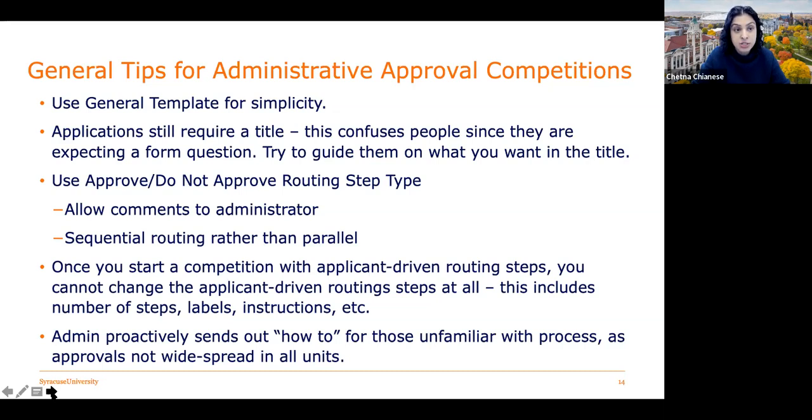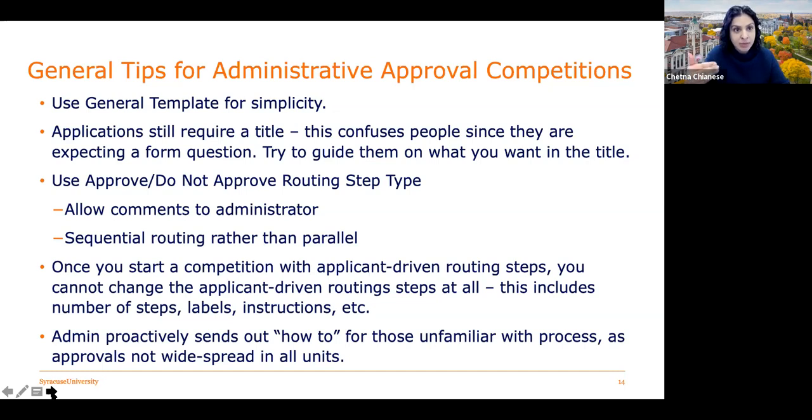As I mentioned, we use applicant-driven routing steps rather than department-driven routing steps. I'll go into a little bit more in just a second. But this approve, do not approve allows comments to the administrator. We've enabled that. And then we do sequential routing rather than parallel routing. Once you start a competition with applicant-driven routing steps, you can't change the structure of them. Like we wanted to change what displays to applicants when they see it. We're not allowed to do that. You can't change the number of steps. You can't change labels. So really think about how you're doing applicant-driven routing steps.